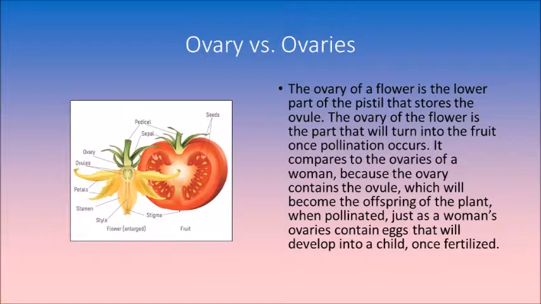Ovary versus ovaries. The ovary of a flower is the lower part of the pistil that stores the ovule. The ovary of the flower is the part that will turn into the fruit once pollination occurs. It compares to the ovaries of a woman because the ovary contains the ovule, which will become the offspring of the plant when pollinated, just as a woman's ovaries contain eggs that will develop into a child once fertilized.